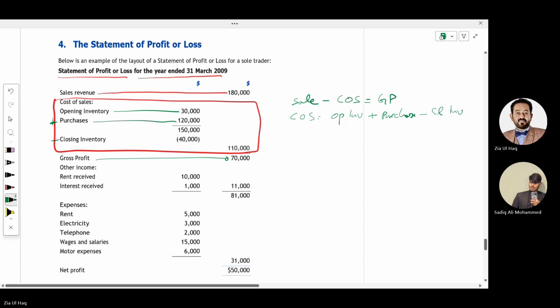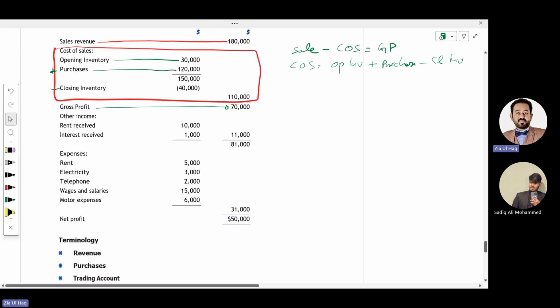Opening inventory means the inventory coming from the previous year that we were having at the start of the year. Purchases mean purchases during the year. Closing is what is left at the year end. So the remaining we have sold, and we can calculate this cost using this formula. From gross profit, we need to deduct expenses and add other incomes, and then we will calculate the profit.